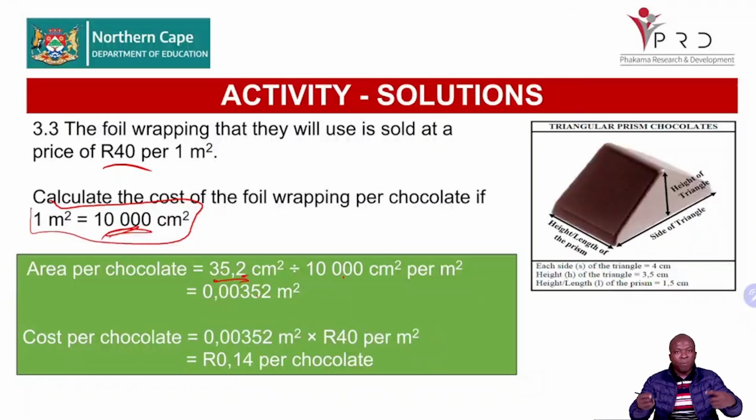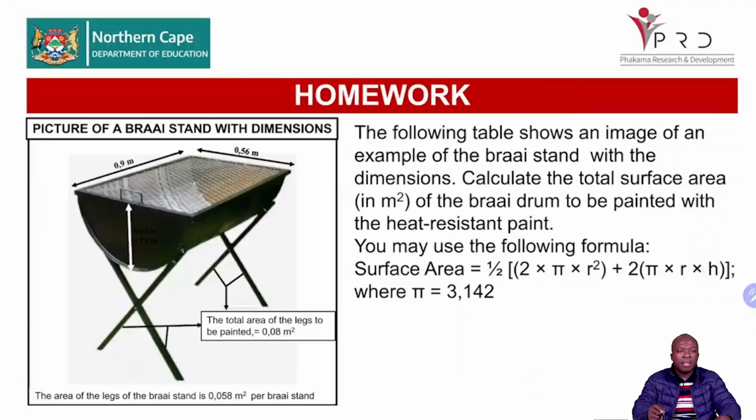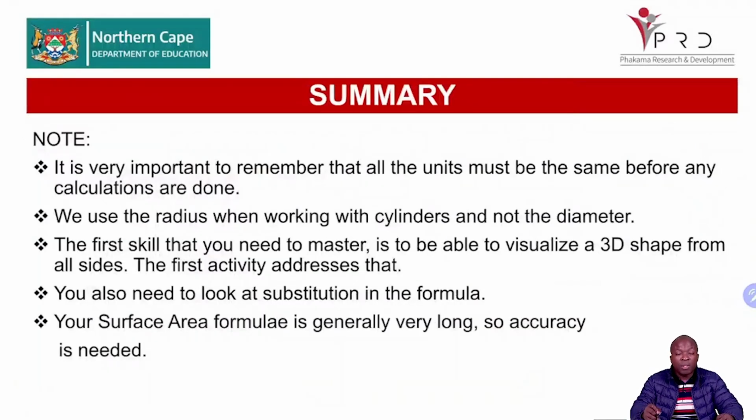Meaning the cost to wrap one is what? 14 cents. So now it's time for you to take something home. And this time I have given you a very different shape. It says the following table shows an image of an example of the bright stand with the dimensions. Calculate the total surface area in meters squared of the bright drum to be painted with the heat resistant paint. You may use the following formula. I've given the formula. So for you to know and understand better, you should know that you are working for your own good, and therefore it is so important to keep on practicing even when you are on your own. And that is the reason why I'm giving the homework.